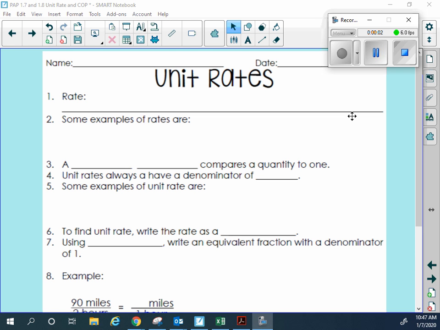Okay, so we are talking about unit rates. First of all, this should be a little bit of a review from last year, I hope. Let's first talk about what a rate is. A rate is a ratio that compares two quantities of different units.